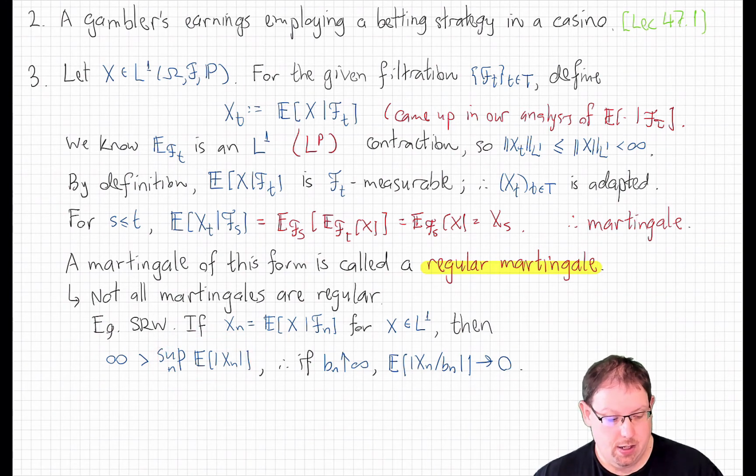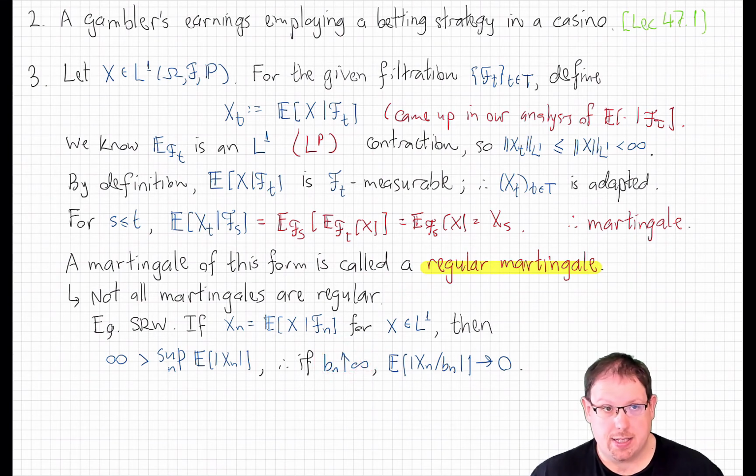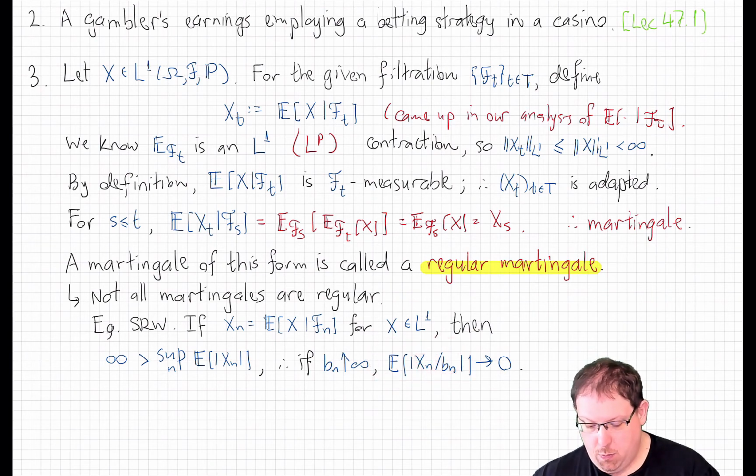In other words, we have an L1 bounded process. And in particular, that will tell us that if I take any sequence of real numbers b_n that's increasing to infinity, and I divide X_n by b_n, then the L1 norm of that is going to be 1 over b_n times something which is bounded, which is going to tend to 0.